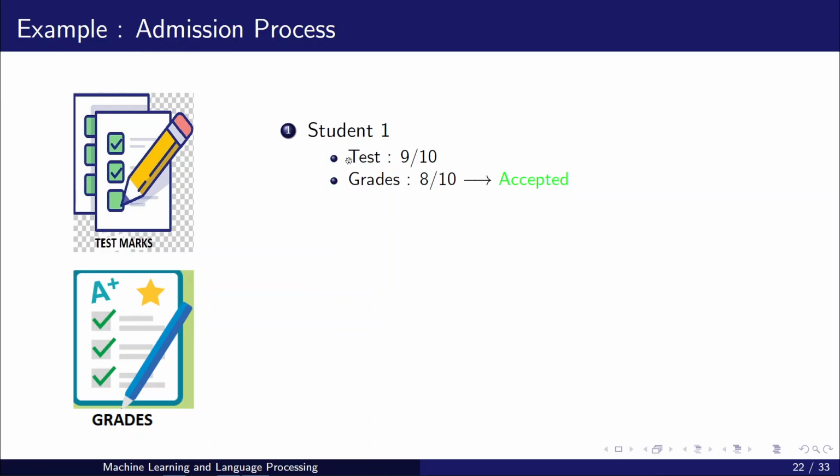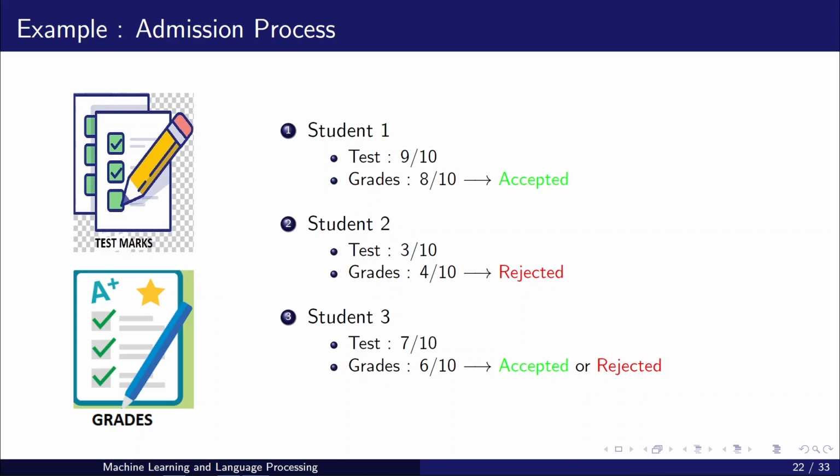So for student 1, entrance test is 9 out of 10 and grades from the previous degree course is 8 out of 10. So student is accepted or student is admitted. Student 2 test score is 3 and grade is 4, then student is rejected. So this is the previous data you have. Now student 3 test is 7 and grades is 6. The question is whether the student is accepted or rejected.